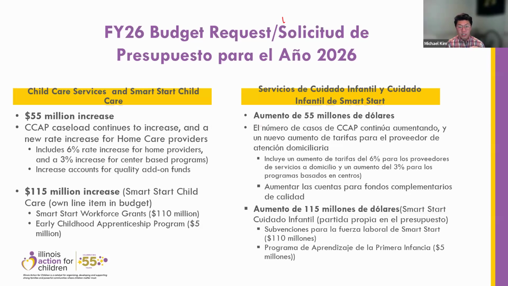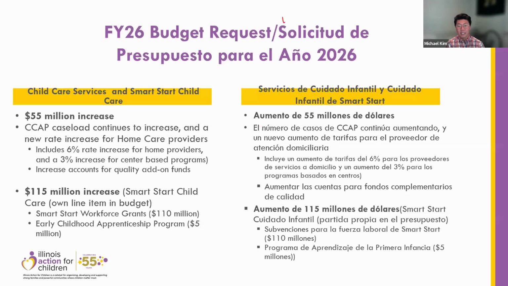There was one line item in the first year of the implementation of the Smart Start initiative, back in year 2023. And this year, year 2024, they actually split the two line items into the Child Care Service line item, which has the CCAP program, the Child Care Assistance Program, and other aspects of child care programs.